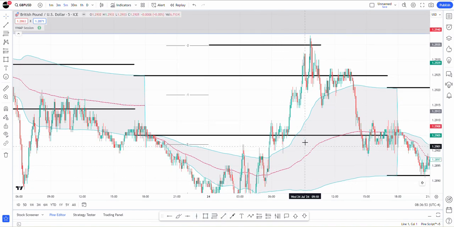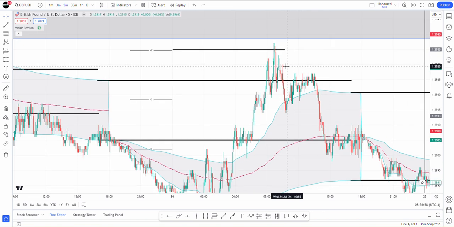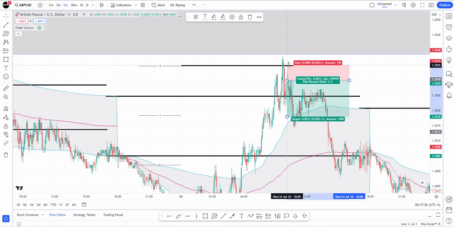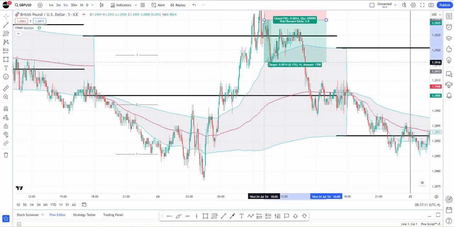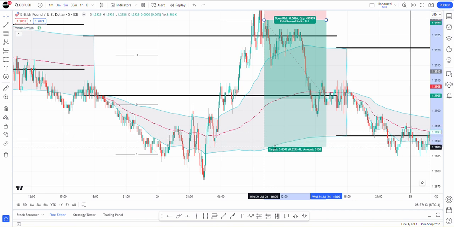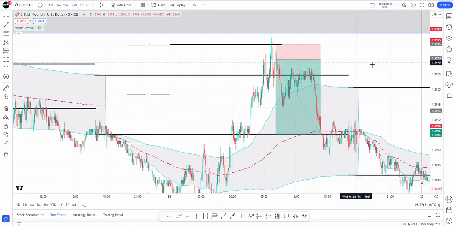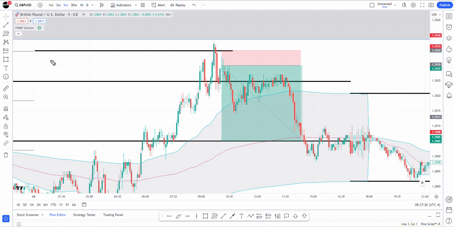This is New York session, I think. Yeah, New York session. You take a short up here somewhere. 5 point stop. Target is at the end of the range and the daily level. So to be here, here, and here. Obviously, we'll be charging once it gets to this level.